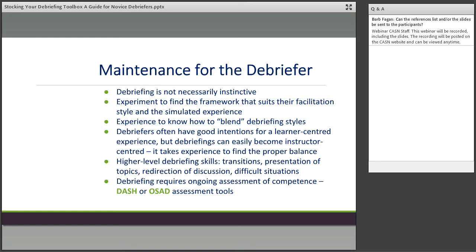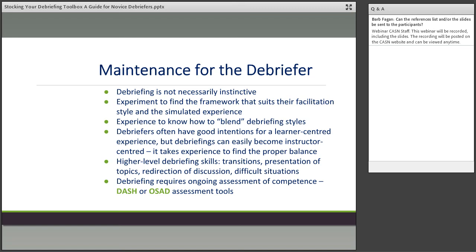And finally, like I said, the first one on the best practices for debriefing, ongoing assessment of competence. And there's two tools. I'm not sure if you're familiar with them. The DASH, so Debriefing Assessment for Simulation in Healthcare. It was developed by the CMS team at Harvard. Or the OSAD, the Objective Structured Assessment of Debriefing, which was developed by the Imperial College of Surgeons in London. Both tools have had their psychometric properties evaluated for reliability and validity. So they both have Cronbach's alpha and inter-rater reliability and the such.